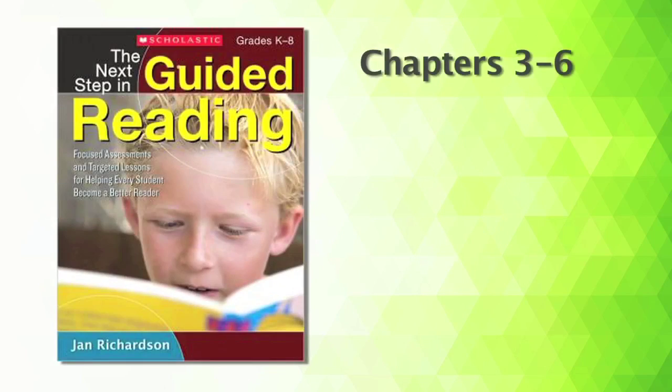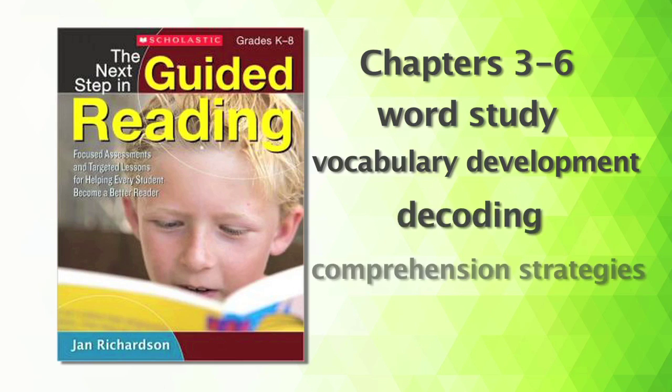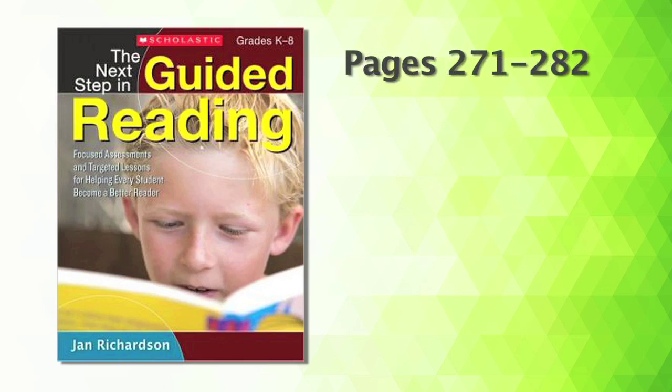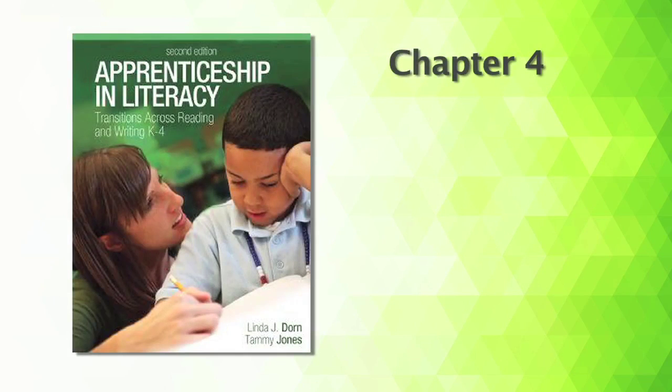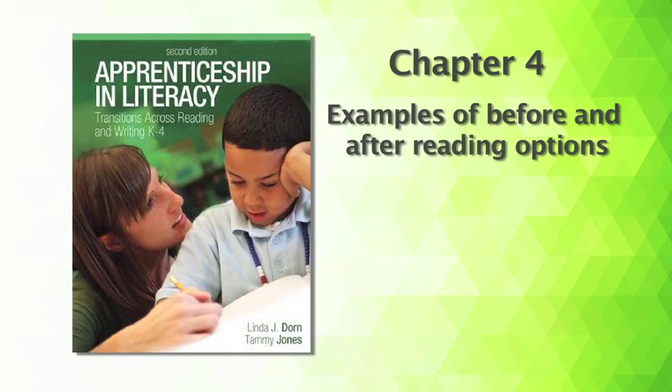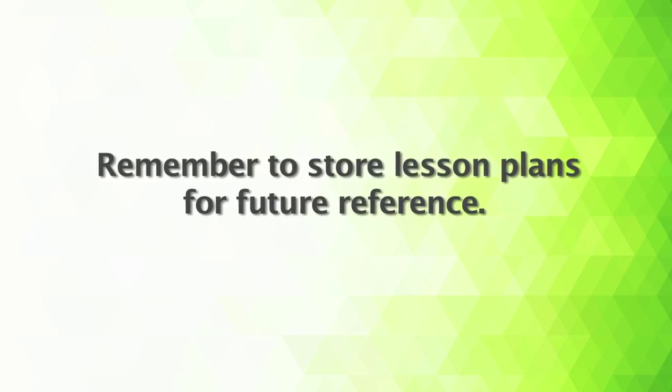Chapters 3 through 6 in Jan Richardson's The Next Steps in Guided Reading contain a vast supply of options for word study, vocabulary development, decoding, and comprehension strategies that you may find useful. Pages 271 to 282 provide focused strategies to use on students at different reading levels. Chapter 4 in Apprenticeship in Literacy provides examples of before and after reading options as well. Remember to store your lesson plans so that you can refer back to them to document what your students have learned.